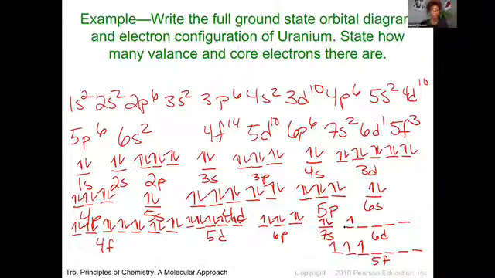Okay. In terms of our valence electrons, well, where are the valence electrons going to come from? They're going to come from our highest energy level, which our highest energy level is actually the 7. So there would be 2 valence electrons. And then the remaining would be our core. So we had 92 as the total number. And so we would have 90 core. If you can do this one, you should be able to do any electron configuration.